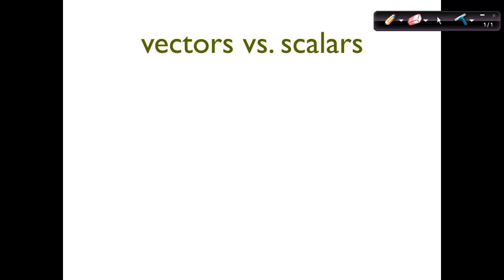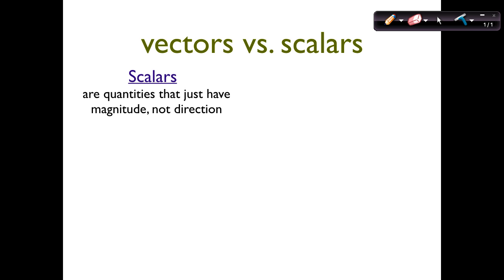Vectors. To really understand vectors, it's a comparison to scalars, which is the type of quantity you've been dealing with mostly through your math career here in calculus. So what are scalars? Scalars are quantities that just have magnitude but no direction associated with them. What are some examples of scalar quantities? What are things that we measure that really don't have an associated direction, just an amount, a magnitude?